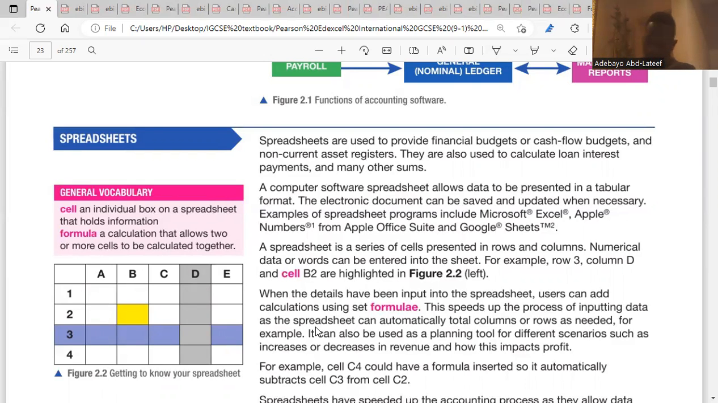Right here I wrote a spreadsheet is a series of cells presented in rows and columns. These are rows and columns. So numerical data or words can be entered. You can enter numerical data or words into a spreadsheet. So that's what a spreadsheet is for.